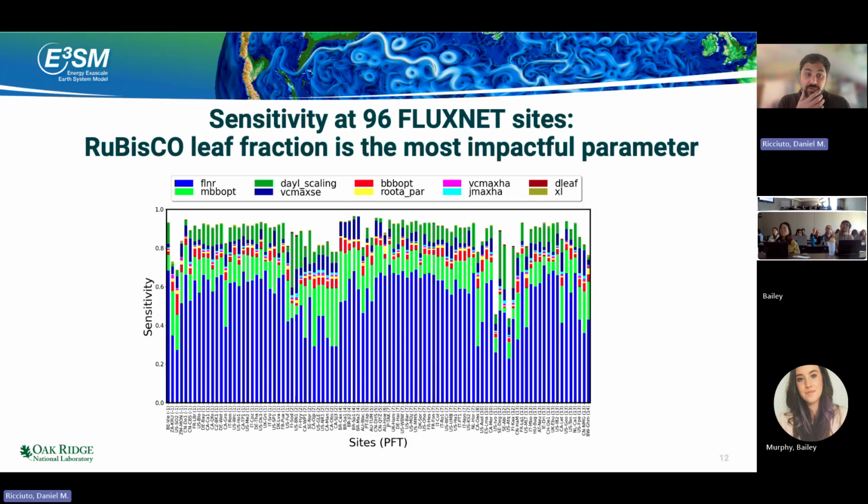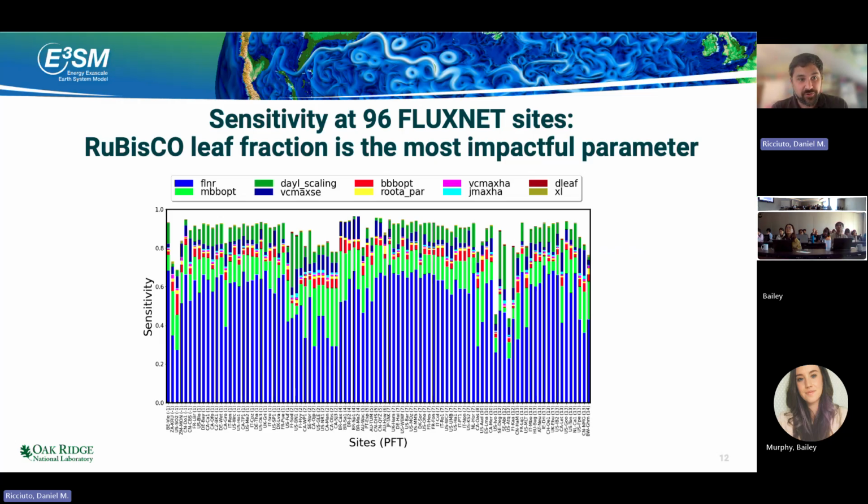And so we can look at, for example, over these 96 sites, these parameter sensitivities and how they vary across the different sites. And we can see here that this blue parameter, FLNR, is almost always the dominant parameter in terms of sensitivity. The reason for that is it's basically a strong control on photosynthesis. It regulates VC and so it's a strong control on GPP, which many things will follow from that in terms of the land carbon cycle.